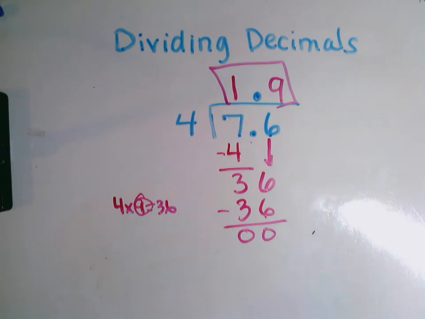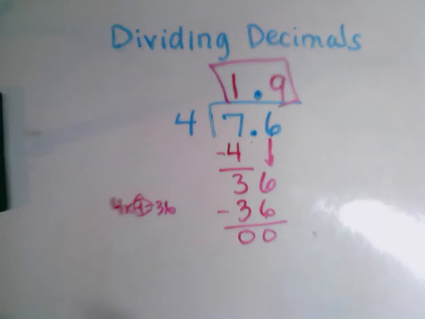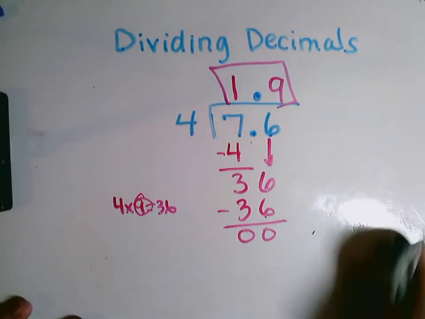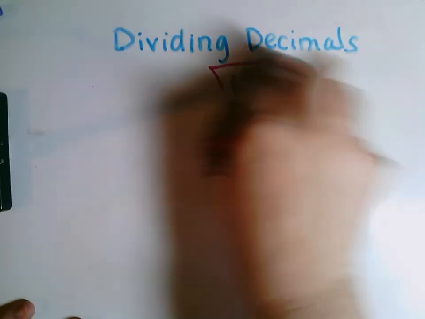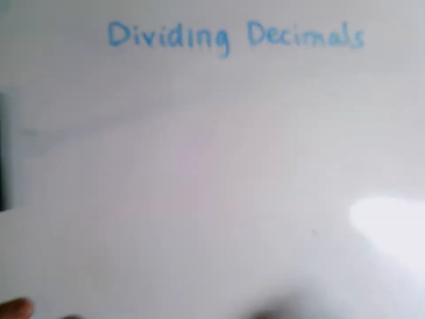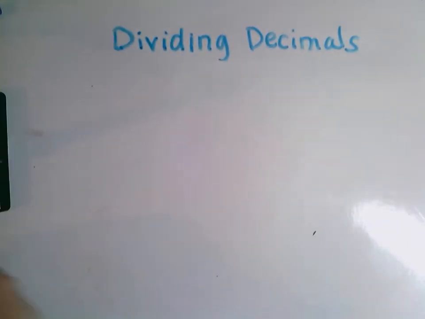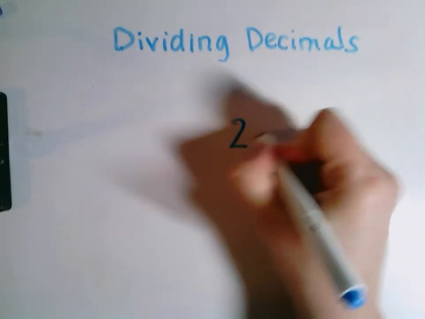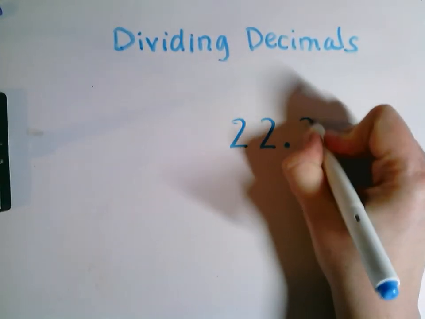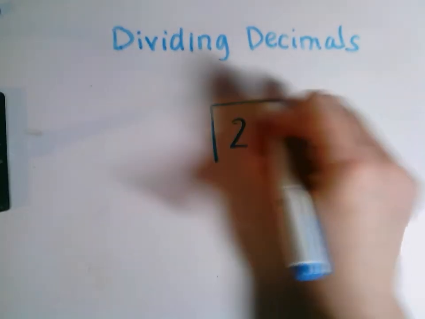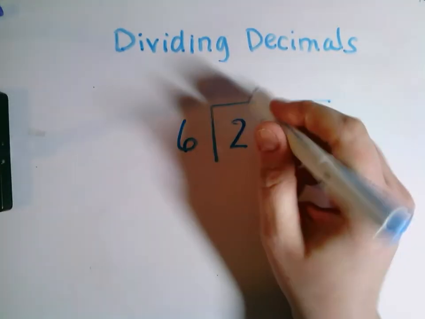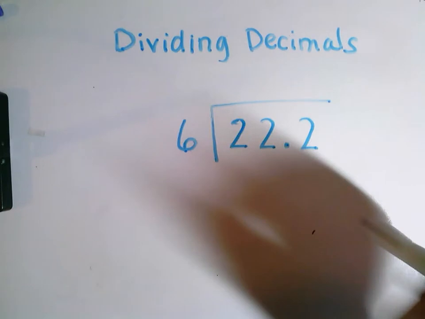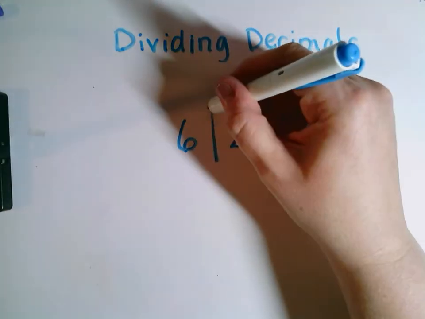Let's try another example. Our next example is going to be 22 2/10 divided by 6. So take a second to write that in your composition book or on your whiteboard and follow along with me at home.